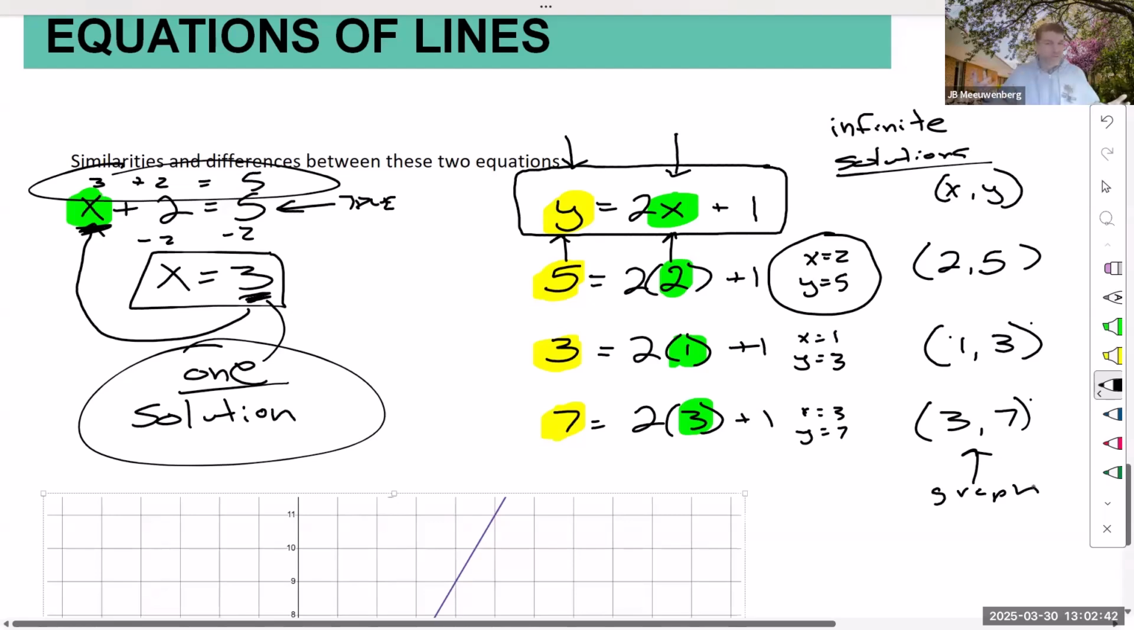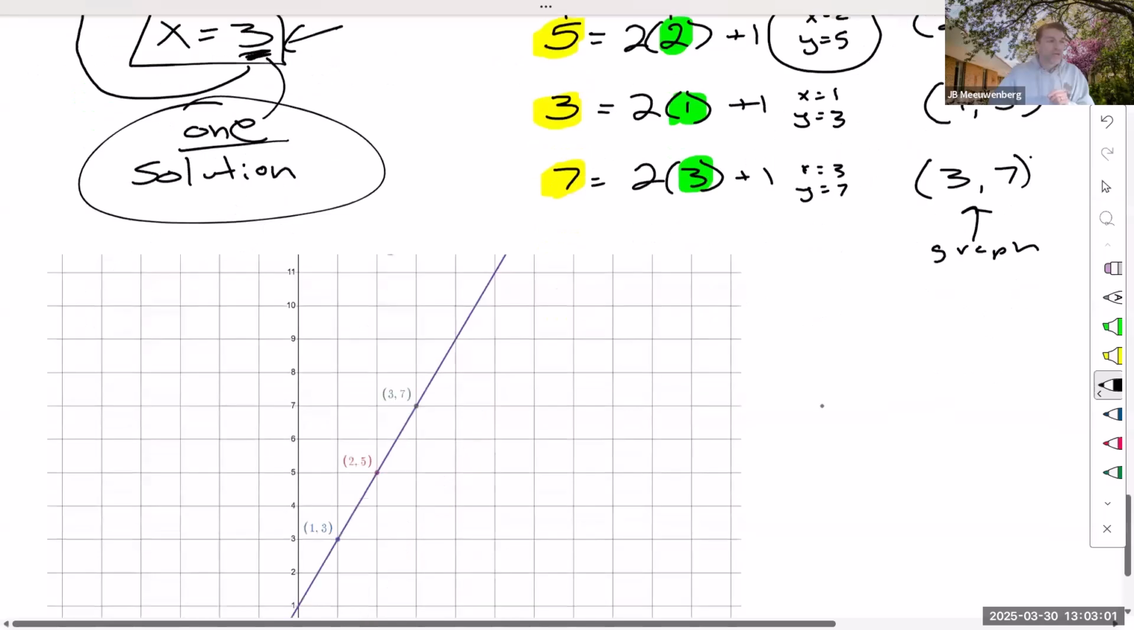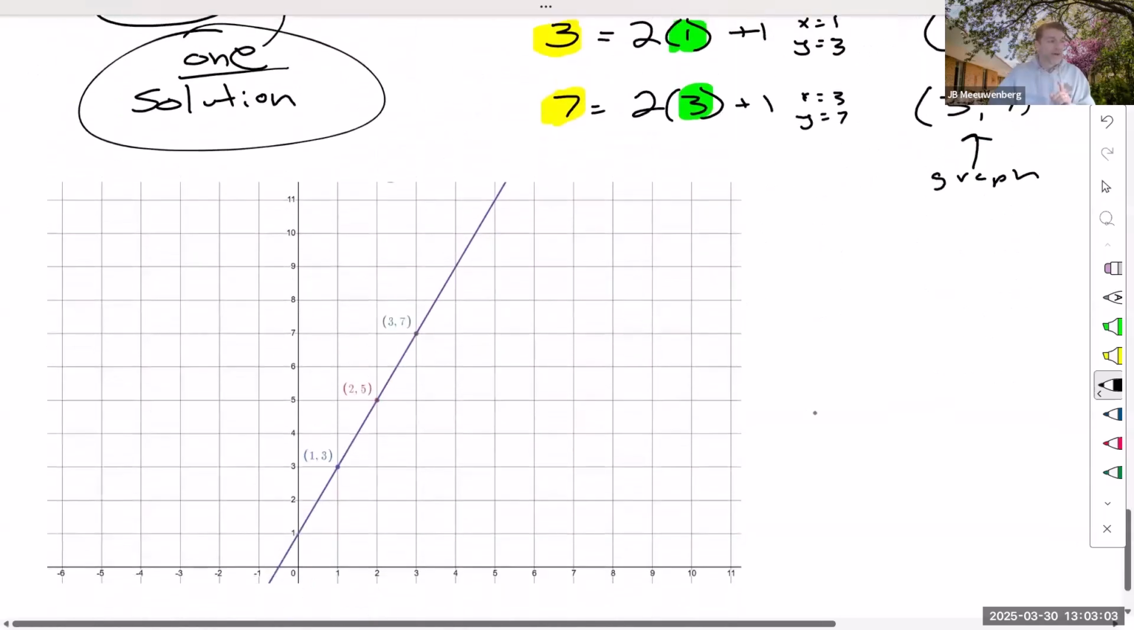So that presents a little bit of a problem. What if you want to know all the solutions? Again, this one is easy. It's just 3. But this one, I could go on forever. That's where the graph comes into play. That's where that line that we drew here comes into play.